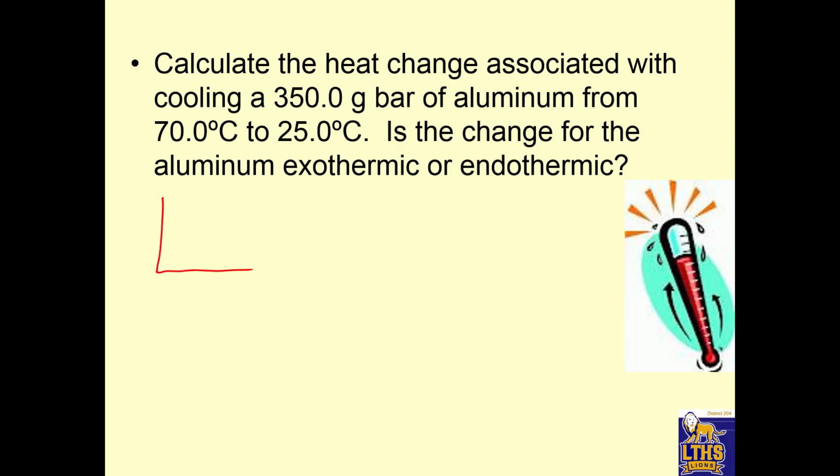Please, please, please make a graph, because then I'll help you decide what to do. This is degrees C, degrees C. All right, so what do you think about aluminum? Well, 70 degrees is below water's boiling point and 25 is about room temperature, so aluminum's going to be solid this whole time. And it is cooling, so this goes down. It's a slanted line, meaning I can use Q equals MC delta T to solve this problem.